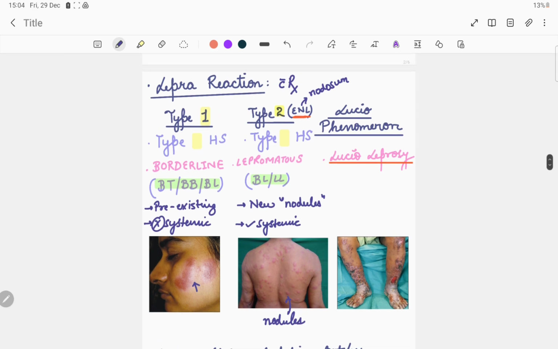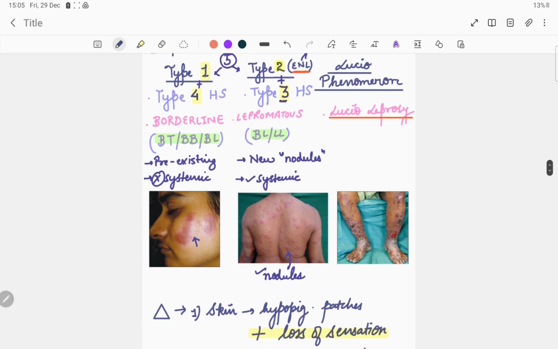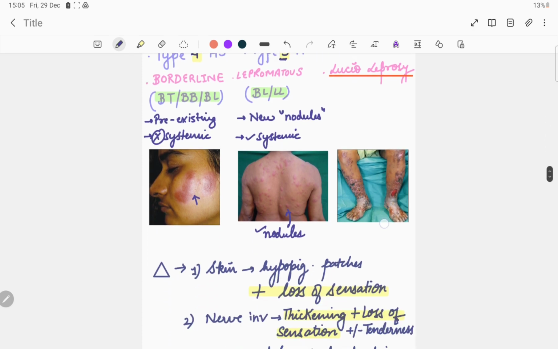One more thing that I want to tell you is that type 1 lepra reaction is a type 4 hypersensitivity, and type 2 is a type 3 hypersensitivity, making the sum equal to 5. So there is a rule of 5, which is actually not a rule but a mnemonic to learn these. Type 1 is type 4 and type 2 is type 3 hypersensitivity reaction. Type 3 hypersensitivity means immune complex mediated. So these immune complexes get deposited in various parts of the body, and that's why these nodular lesions are being formed.